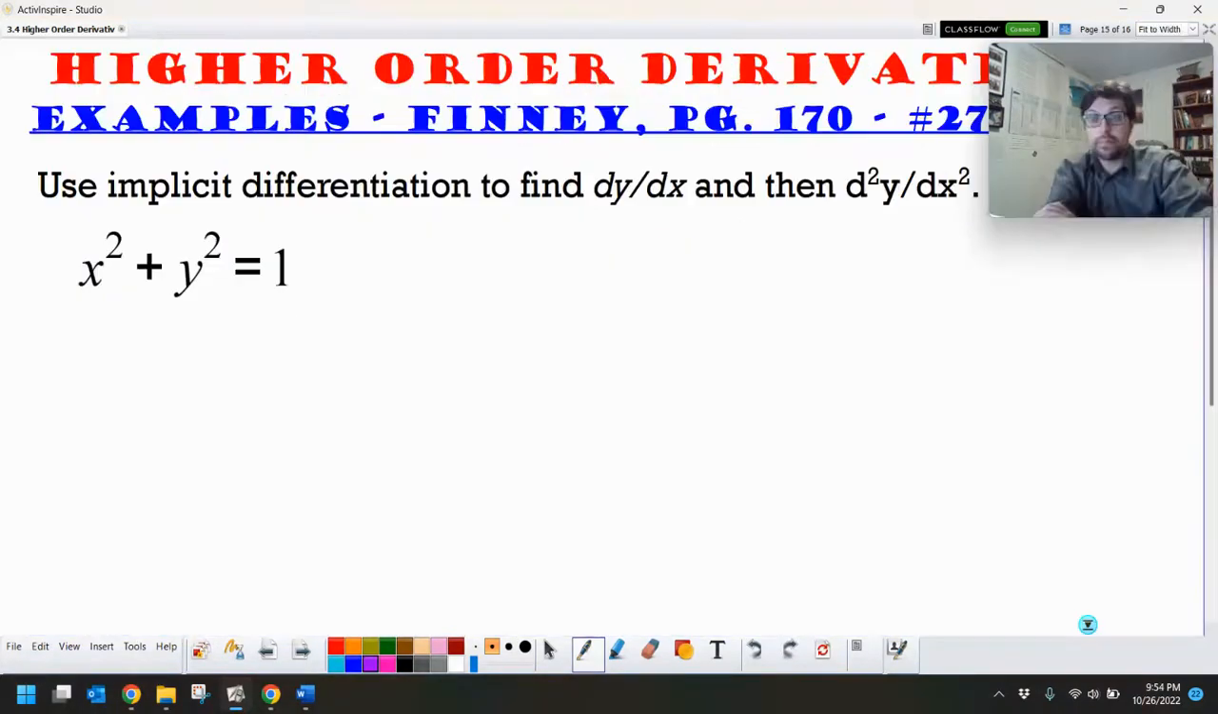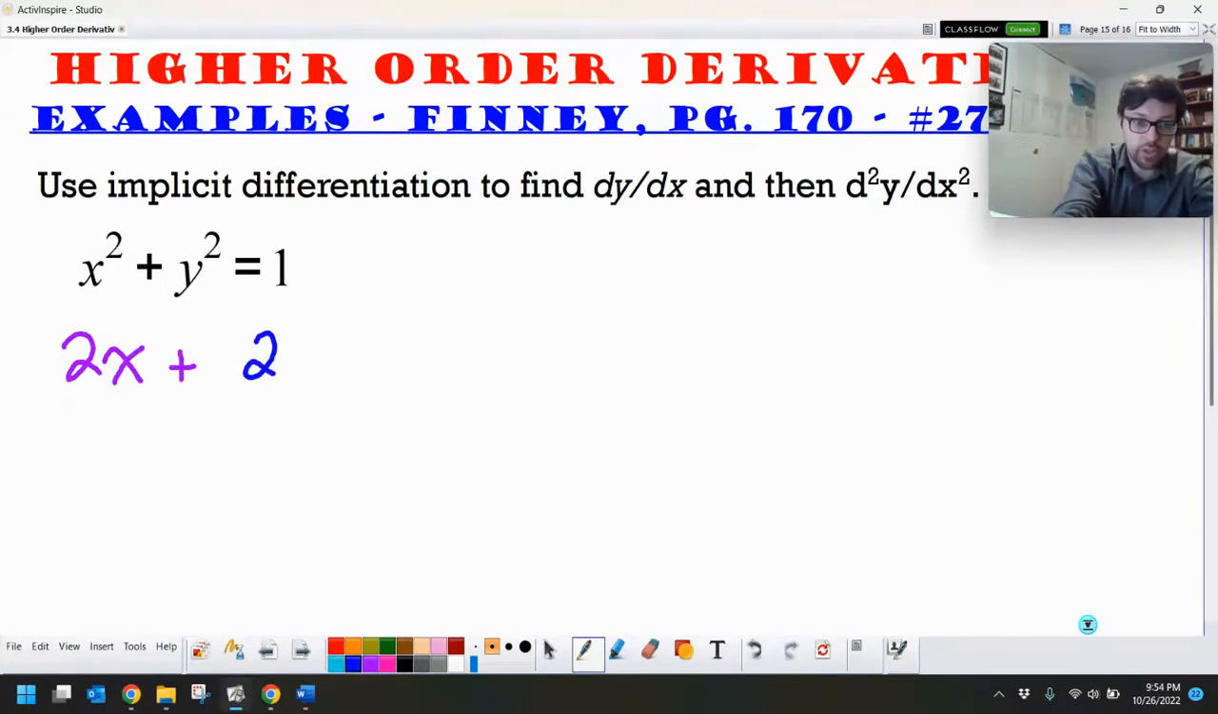Huzzah! In this example, we're looking to use implicit differentiation to find dy over dx, as well as the second derivative of this function, which we'll also do implicitly. So let's start with dy over dx. Finding the derivative of that first bit is not too bad, it's just a power rule. So that's 2x plus the derivative of our second bit, which is going to be 2y, and then implicitly differentiated is going to be dy over dx.